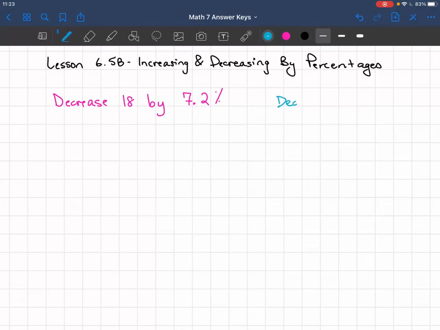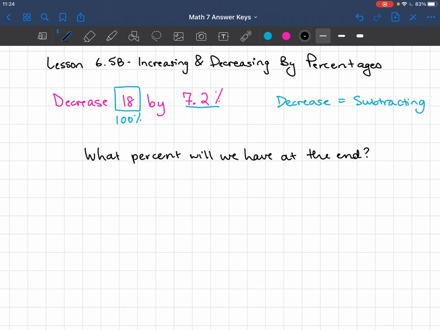It works the same way with decreasing, except that when we decrease a number, we are now subtracting. So in this problem, we're again going to identify, well, the original number, which is 18, is 100% of itself, and we are decreasing or subtracting by this amount. So again, we're asking ourselves the question, what percent will we have at the end of the problem? And because it's a decrease, we're going to go ahead and write that as well. We're going to have 100% minus 7.2%, which leaves us with 92.8%.